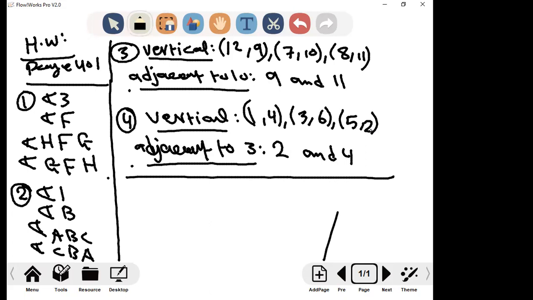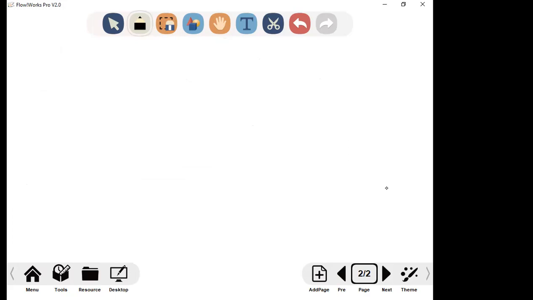Done? Question 5. Write and solve an equation to find the value of x. We have 2 angles here, 115 and 2x plus 5. These are vertical angles, means they are equal, right? We said any vertical angles, they are what? Equal. So let's write the equation here. The equation is what?